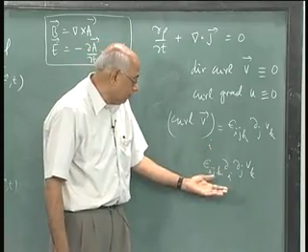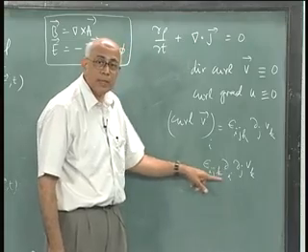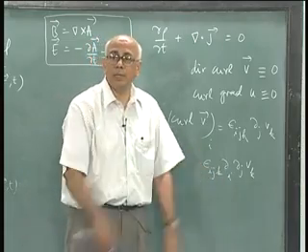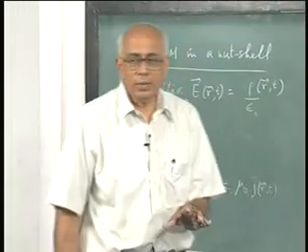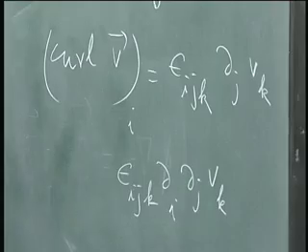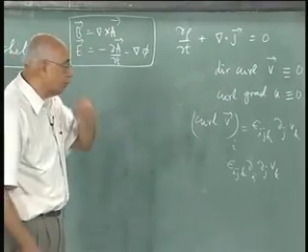This is it, but del i del j is a symmetric tensor in i and j, epsilon is antisymmetric in i and j, and you have to sum over all possible i j k, and the contraction of a symmetric tensor with an antisymmetric tensor is identically 0. So it is a trivial statement that the divergence of the curl of a vector field is 0.